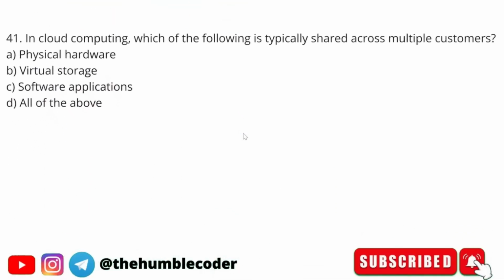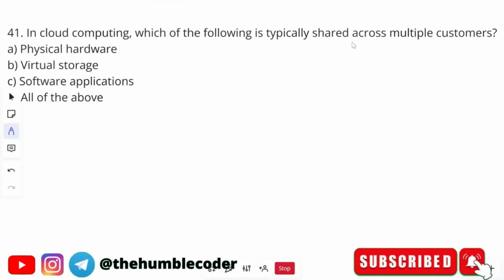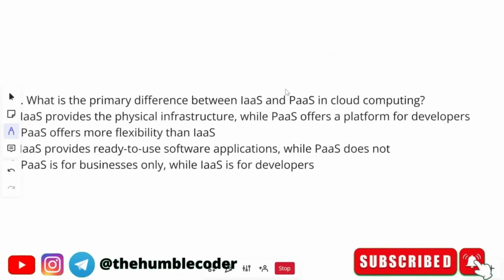In cloud computing, which of the following is typically shared across multiple customers? Okay, let's see the options that we have. Physical hardware, virtual storage, software applications, or all of the above. See, obviously, in cloud computing, multiple customers share all the things. Like they share hardware also, they share virtual storage also, and software applications. That is why we are going to select option D as the correct answer. Moving on to the next question now.